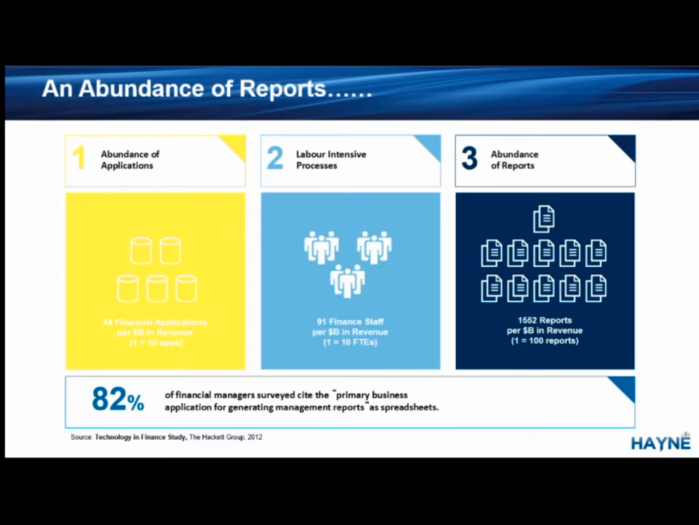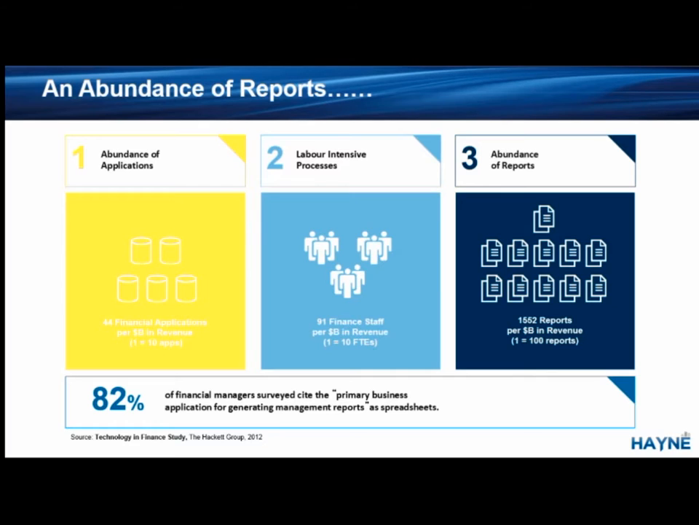So let's look at this whole issue around reporting. The number of reports that are produced in an organisation has grown over the years, and this is a very interesting study by the Hackett Group in 2012. So the abundance of applications. We're seeing roughly 44 financial applications per $1 billion in revenue. In terms of the labour intensity of this process, 91 finance staff per $1 billion in revenue. And on the right hand side there, abundance of reports. So we're getting roughly 1,500 reports per $1 billion in revenue. And that's a huge number of reports that organisations are producing nowadays.